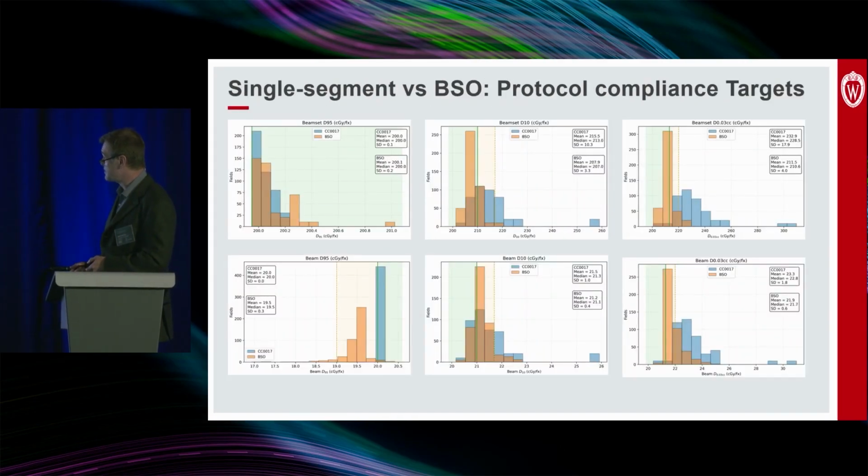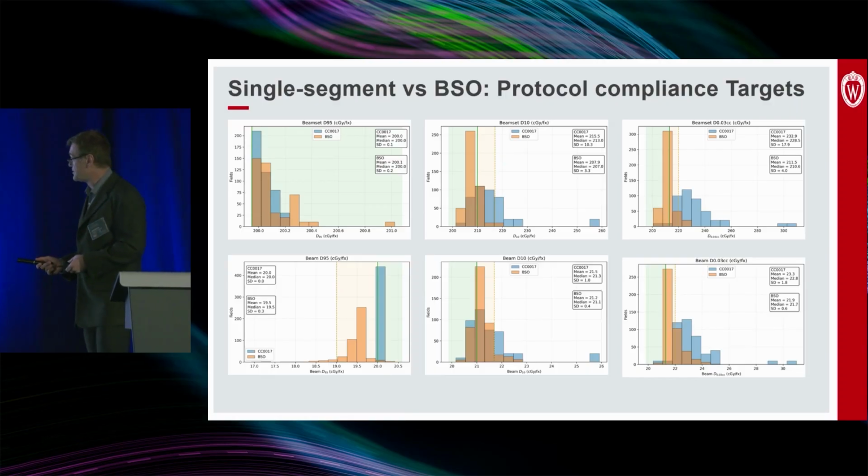All right, so here's some more curves here. What you're looking at on the top row are just the differences: the orange here are the beam-specific objectives, and the blue is the standard plan, which I've just called the CC0017 planning. You can see that for the most part, they have pretty comparable D95s. This is not surprising.